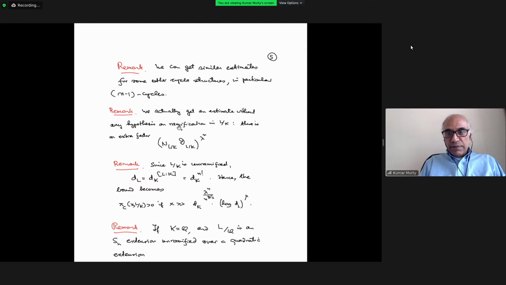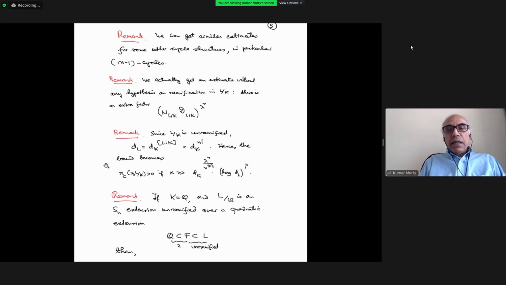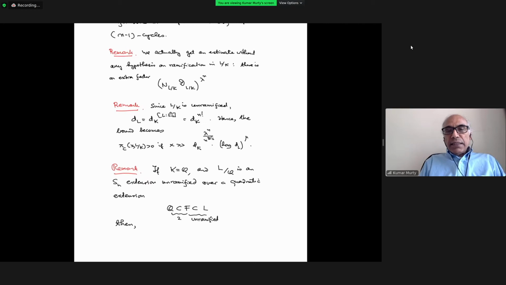So if you don't assume anything about the ramification of L over K, you'll get something with the norm of the different of L over K to the power lambda to the n. And remember, this looks like it's exponential, but the degree is n factorial, so this is still small. Now, in the case that it is unramified, of course, what that means is the discriminant of the top field is simply the discriminant of the bottom field raised to the degree. So it's the discriminant of K to the n factorial.